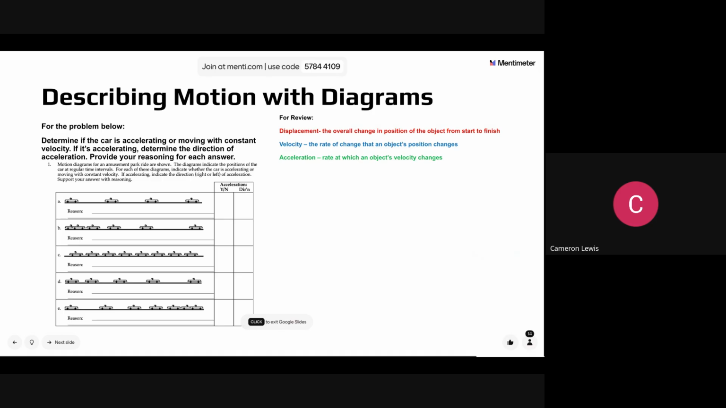Now I think this one, right? Let me see if I can. Give me 1 second.